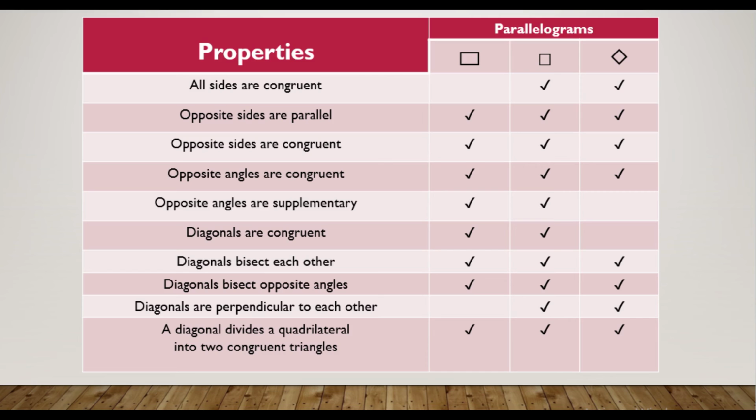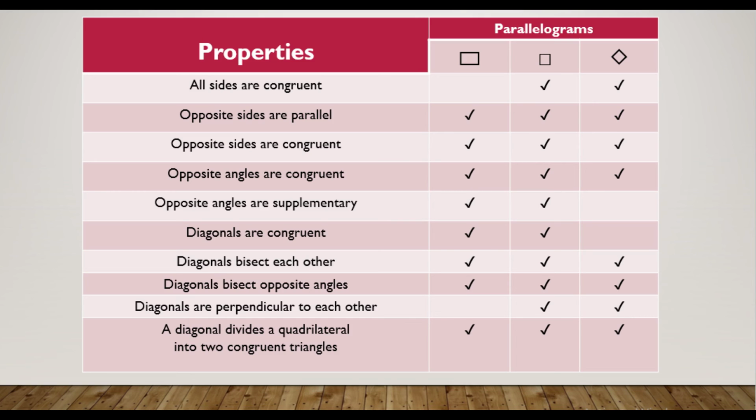For the seventh property, diagonals bisect each other. All three types of parallelograms qualify for this property. The rectangle, the square, and the rhombus all have diagonals that bisect each other. In a quadrilateral, when all four sides are parallel and congruent, it is automatically shown that the diagonals bisect each other. So in this row, all of them have check marks.